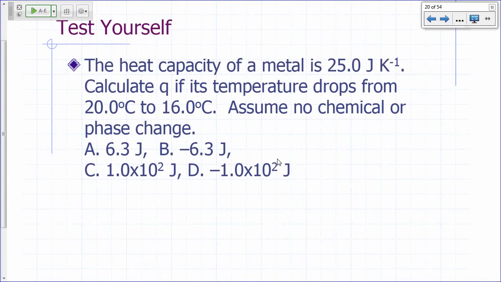Okay, heat capacity of a metal is 25 joules per Kelvin. Calculate Q if its temperature drops from 20 to 16 degrees. Assume no chemical or phase change. What is Q? What's the formula for Q? Q equals C delta T. Anytime you're ready, click your answer.